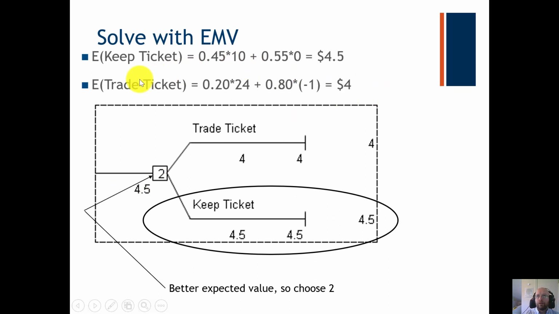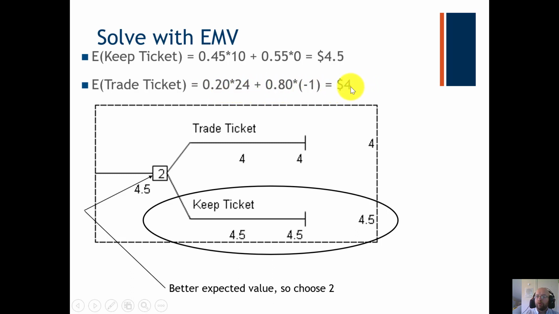So I'm just going to show you the math a little more closely, just so that you can follow correctly, in case you missed that from the previous slide. The keep ticket option was 0.45 times 10 plus 0.55 times 0, which equals $4.5. And the other one was 0.2 times 24 plus 0.8 times minus 1, which equals $4.